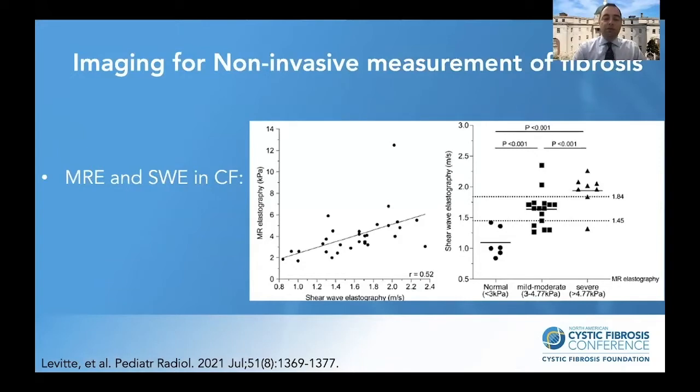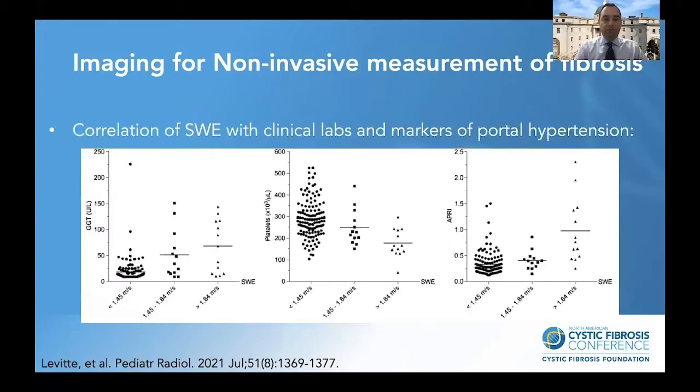MRE may have some advantages compared to other forms of non-invasive measures of fibrosis. However, particularly in pediatrics, it may be difficult due to the requirement for anesthesia. And in this study just published, there seemed to be an excellent correlation between MR elastography and shear wave elastography, indicating that MRE and shear wave elastography are concordant enough that perhaps shear wave, which is linked to ultrasound, could be sufficient for determining the degree of fibrosis.